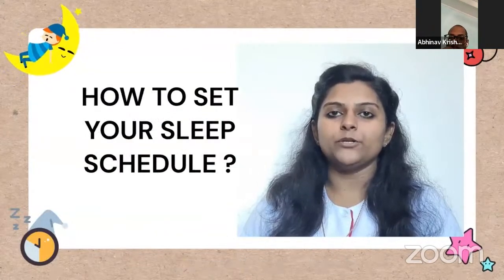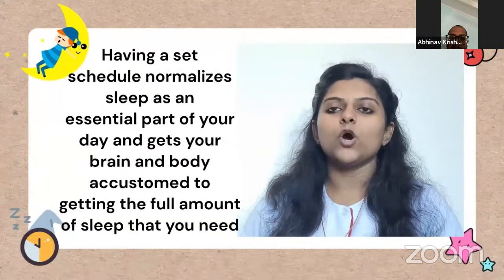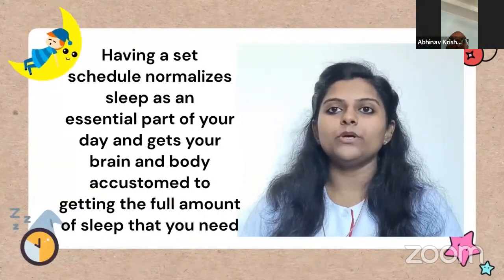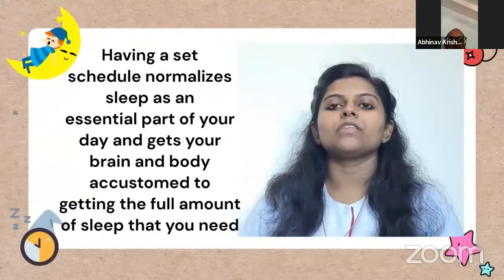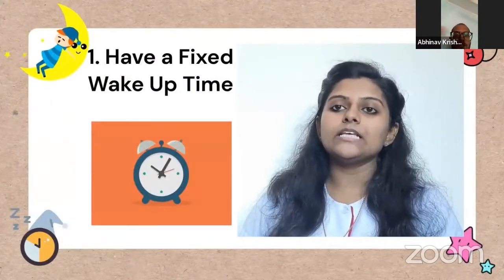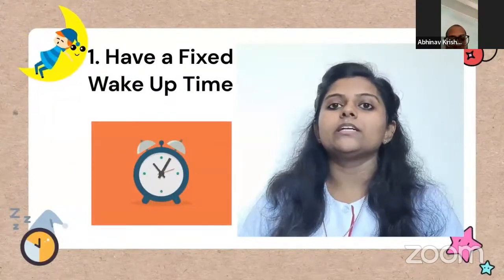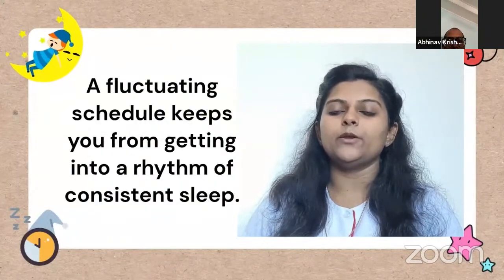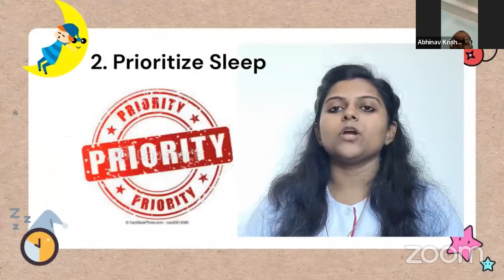So, how do you set your sleep schedule? Having a set schedule normalizes sleep as an essential part of your day and gets your brain and body accustomed to getting the full amount of sleep that you need. Have a fixed wake-up time. Regardless of whether it's a weekday or weekend, try to wake up at the same time, since a fluctuating schedule keeps you from getting into a rhythm of consistent sleep.